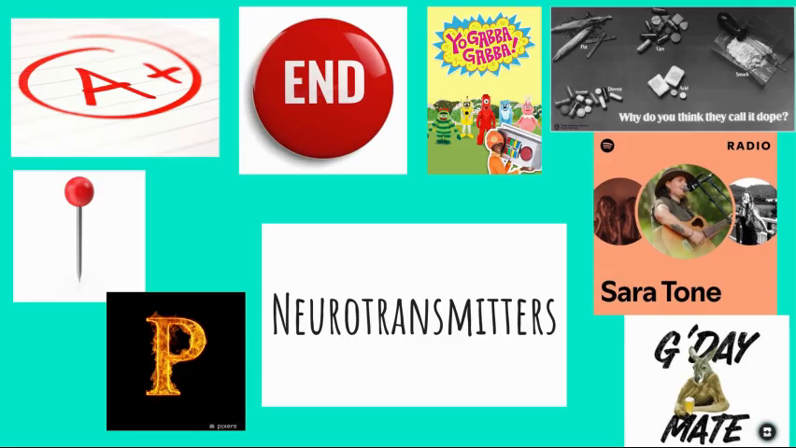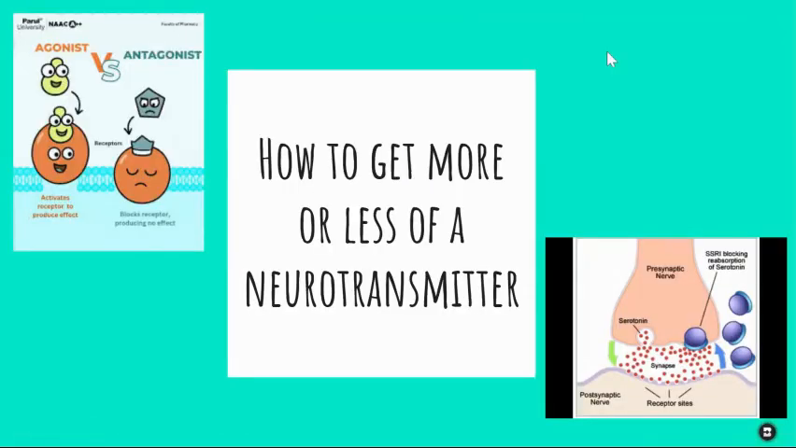We are almost done, my friends. Stay with me. We have just one more slide left to go. Last slide to go is how to get more or less of a neurotransmitter. So let's say our body oversupplies or undersupplies something. Is there something that we can do about it?